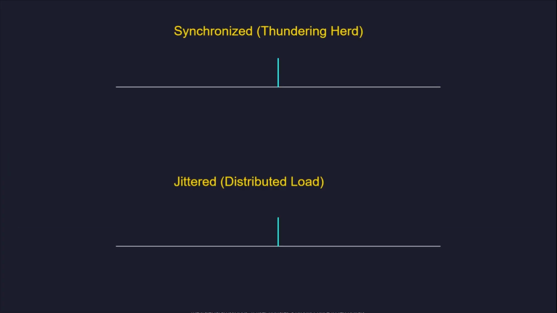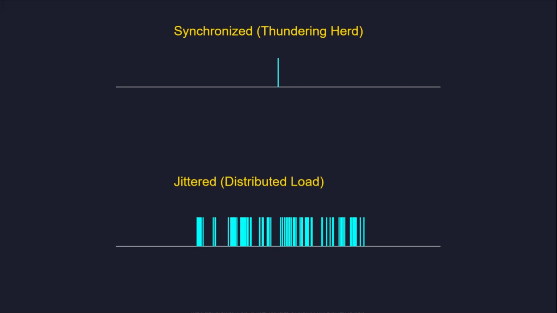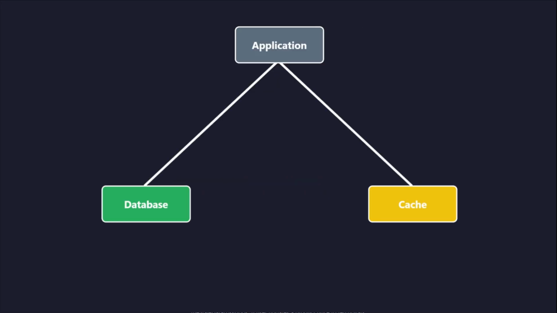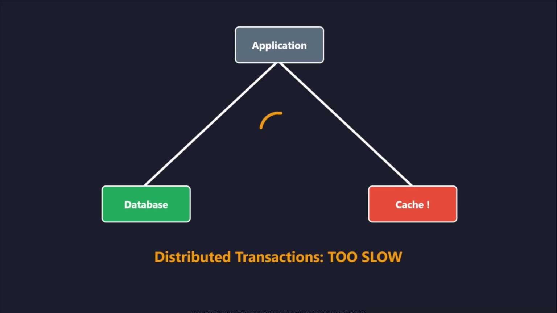To avoid massive simultaneous expirations, add jitter to your time to live. Instead of exactly 60 minutes, use 60 minutes plus or minus a random number of seconds to spread the load. Updating a database and cache sequentially is not atomic. If the second operation fails, your system enters an inconsistent state.